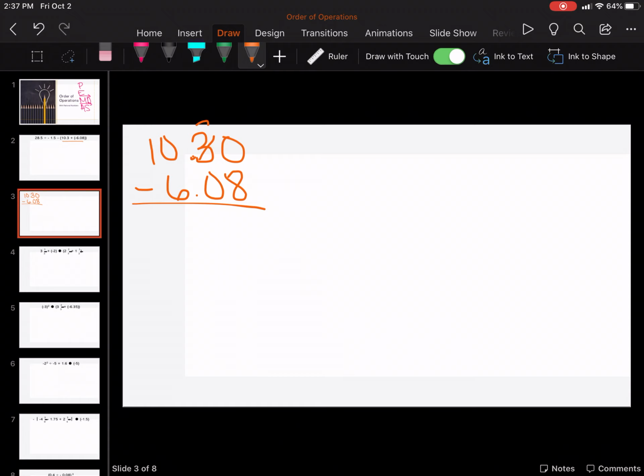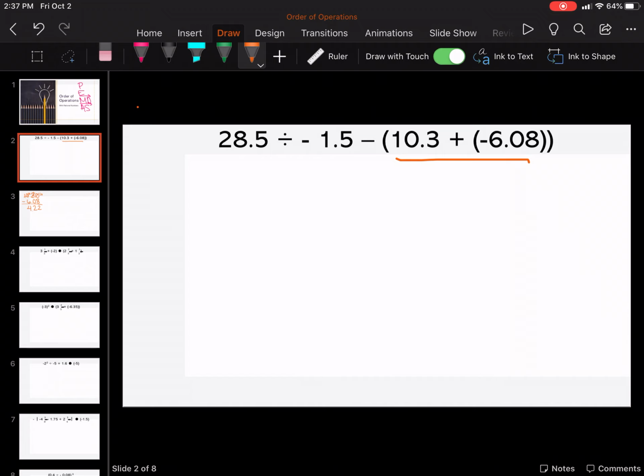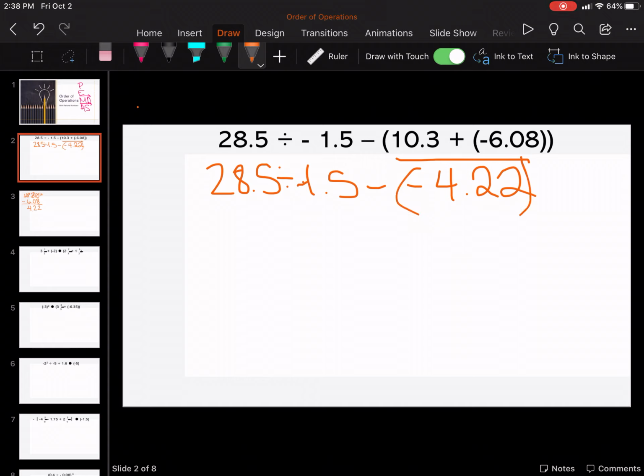Okay. Can't do that. 2, 10, 2, 2, 10, 4. So that's going to be 4 and 22 hundredths. It is negative because keep the sign of the larger number. Bring everything down. Negative 1.5 minus. Oh, the larger here, this should be positive because 10.3 is larger. So now we're going to divide.